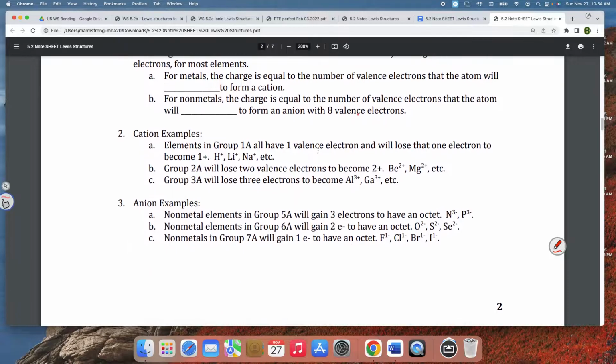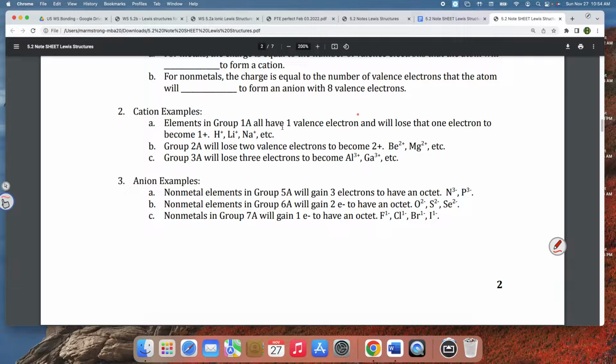So examples. In group 1A, all the elements have 1 valence electron, and they lose that 1 valence electron, and when they lose one, they become a 1+. And in group 2A, they lose 2 valence electrons, and they become 2+. And in group 3A, not all of them in 3A, they will lose their 3 valence electrons to become 3+, because then in their inner shell, they have 8 electrons, and that is what they're aiming for.